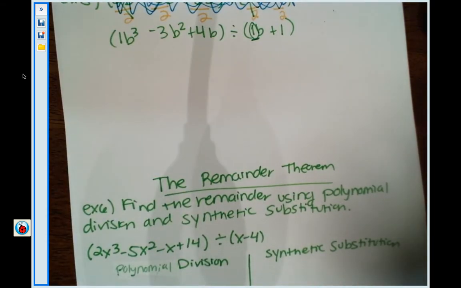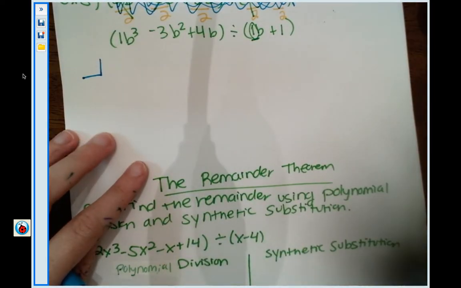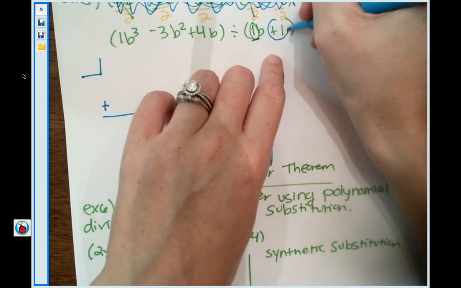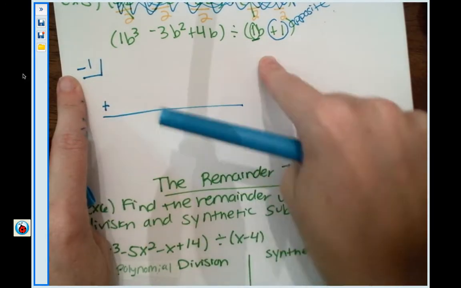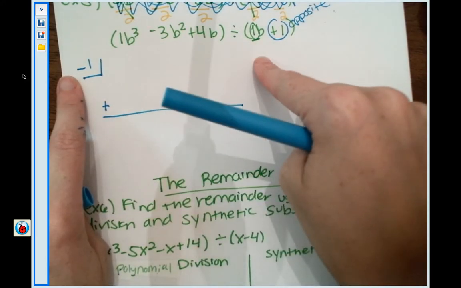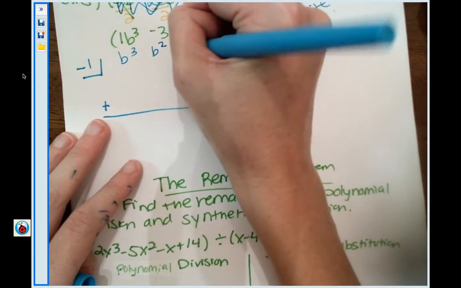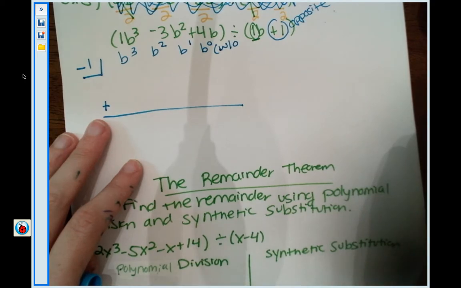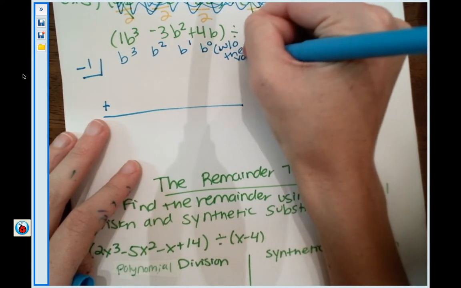So now, I'm just going to do synthetic like I've always done. Okay? So, when we do synthetic, we put our boxy. We put our plus sign and the line. Okay? Next up, I'm going to put the opposite of this number in my boxy. So since that's plus 1, in the boxy goes negative 1. Okay, across the top, I start with my highest exponent and go down by 1 each time. So I have a b to the third, a b squared, a b to the first, and a b to the 0, which remember that is the one without the variable, w slash o. That's what that means.